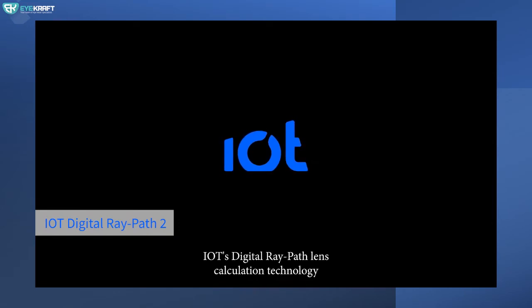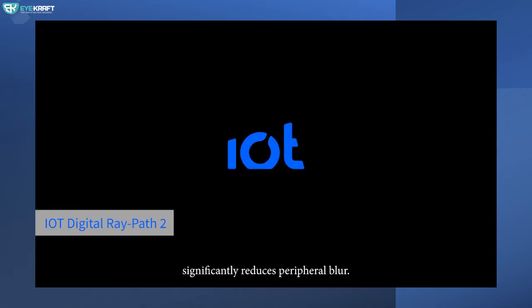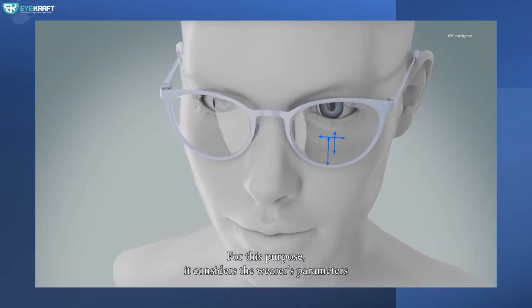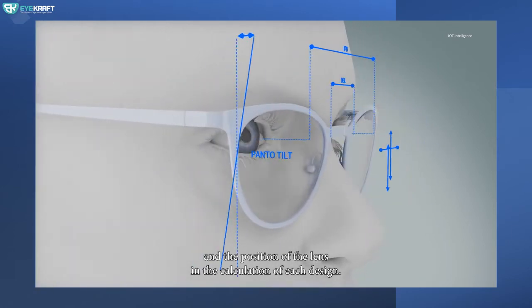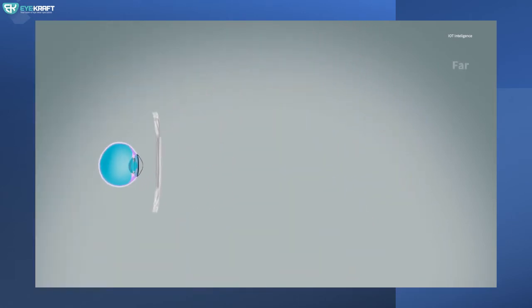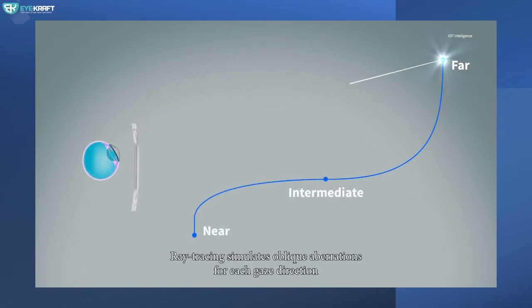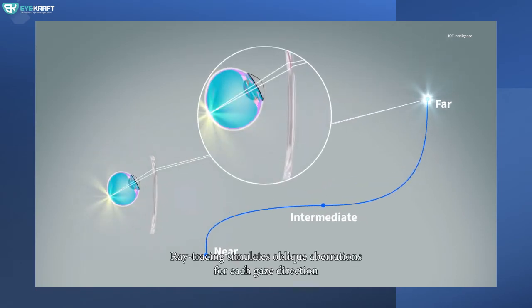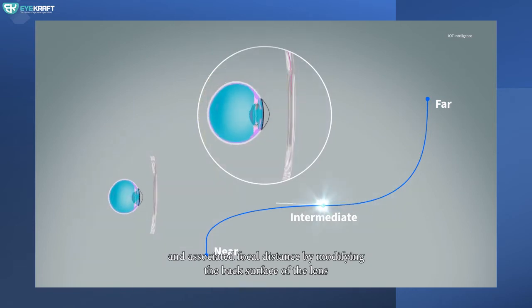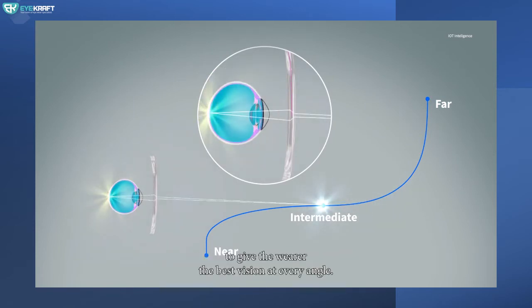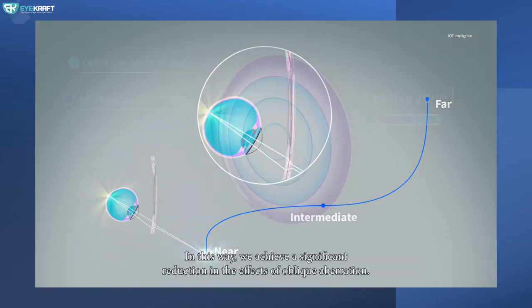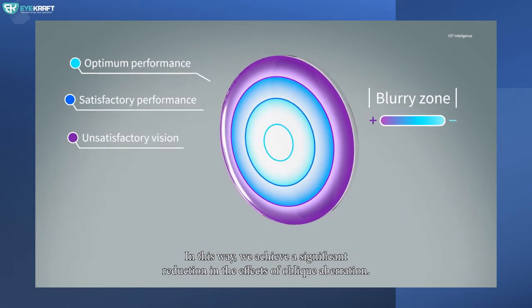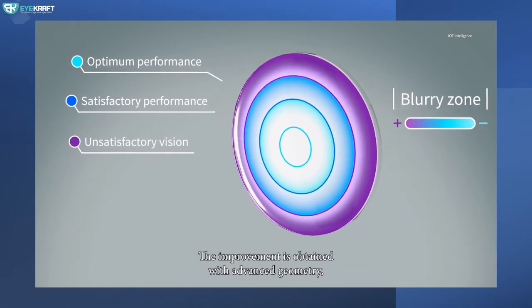IoT's digital ray path lens calculation technology significantly reduces peripheral blur. For this purpose, it considers the wearer's parameters and the position of the lens in the calculation of each design. Ray tracing simulates oblique aberrations for each gaze direction and associated focal distance by modifying the back surface of the lens to give the wearer the best vision at every angle. In this way, we achieve a significant reduction in the effects of oblique aberration.